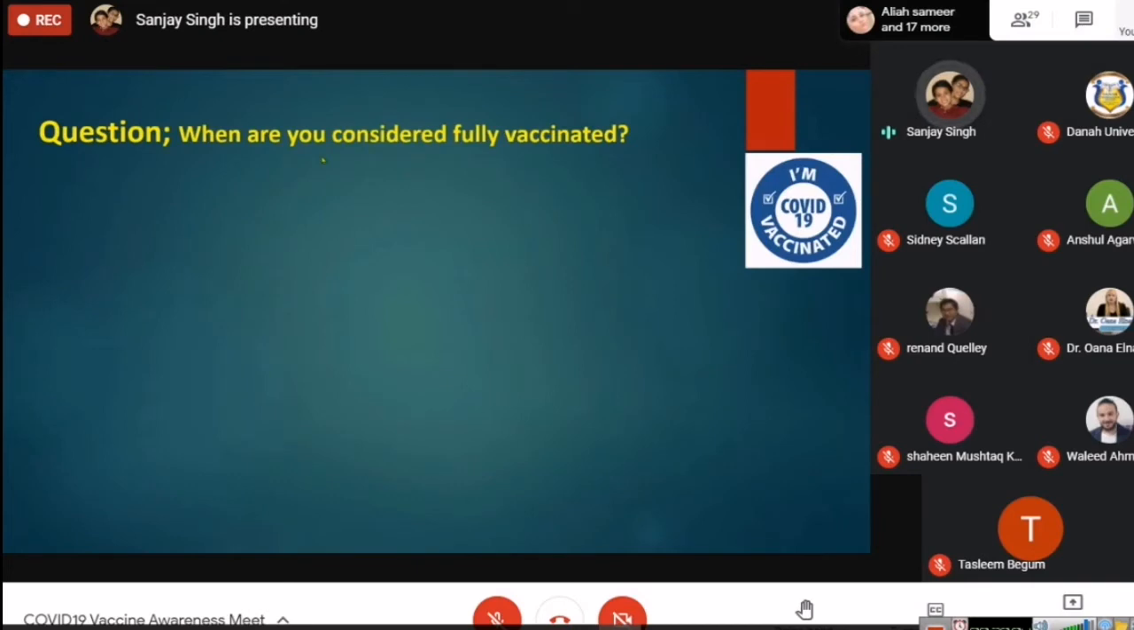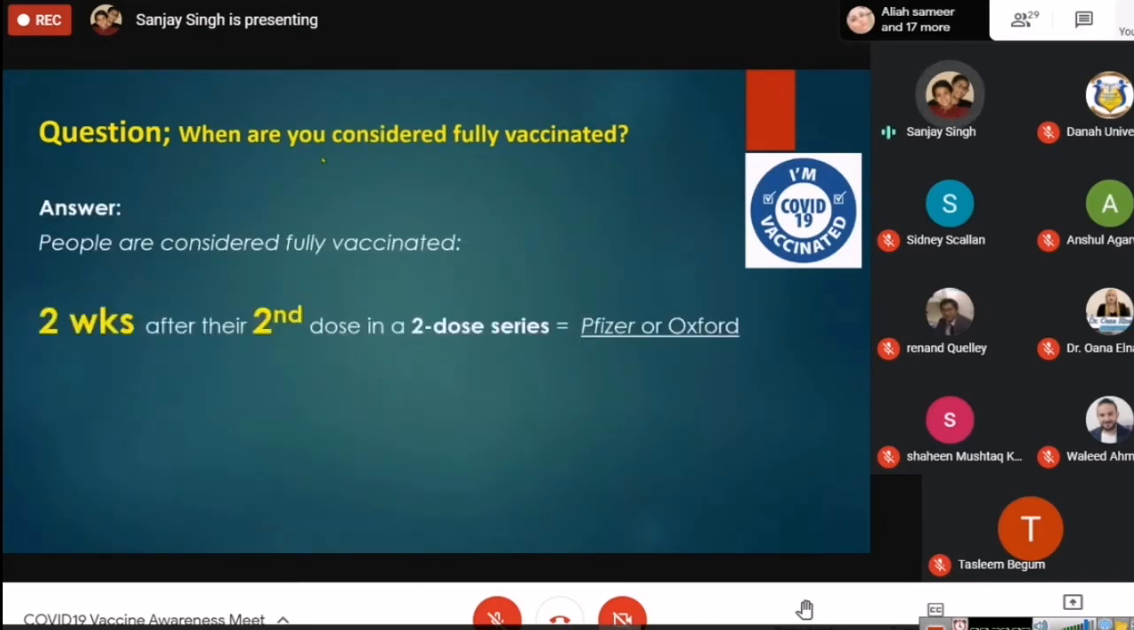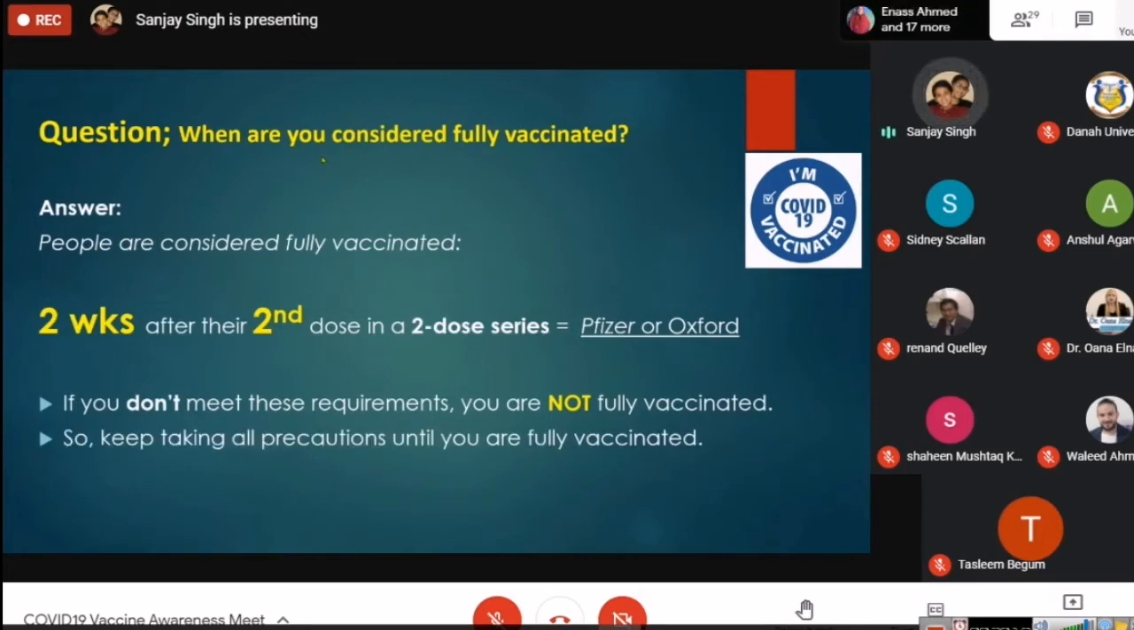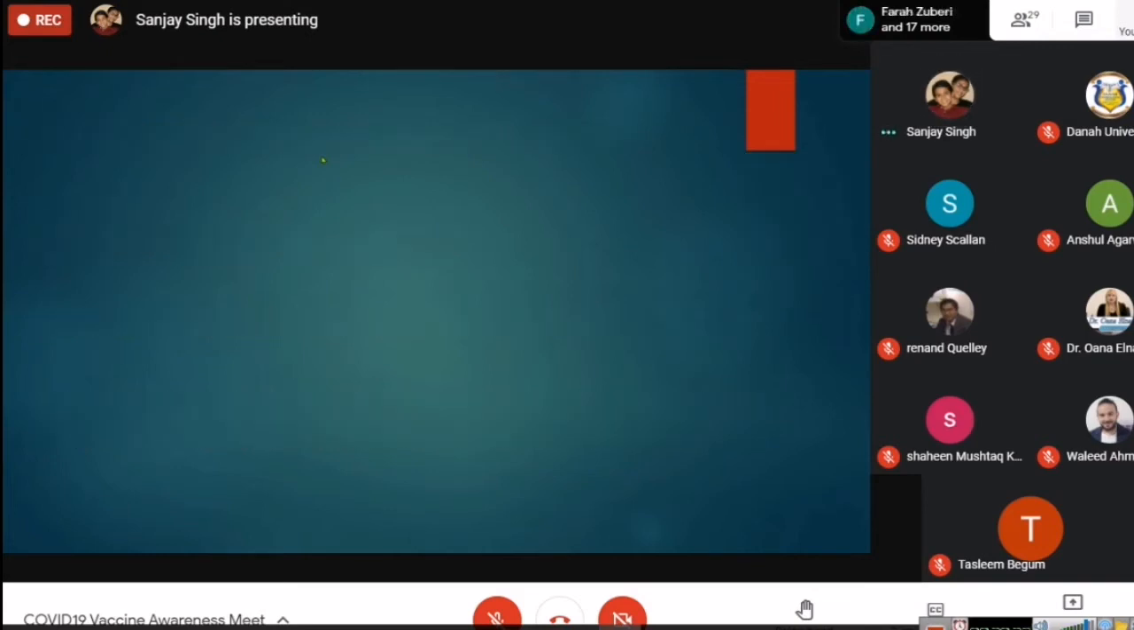When are you considered to be fully vaccinated? People are considered to be fully vaccinated 2 weeks after the second dose in a 2-dose series. So if you don't meet this requirement, you are not fully vaccinated. And so you keep taking all precautions until you're fully vaccinated.